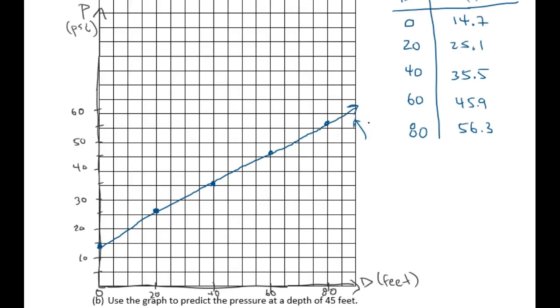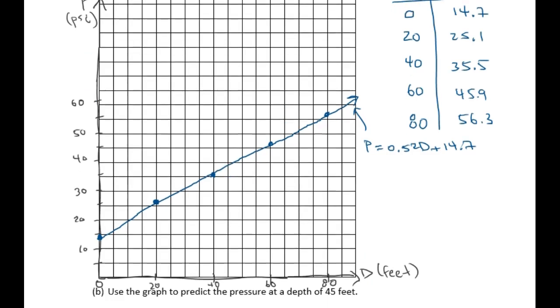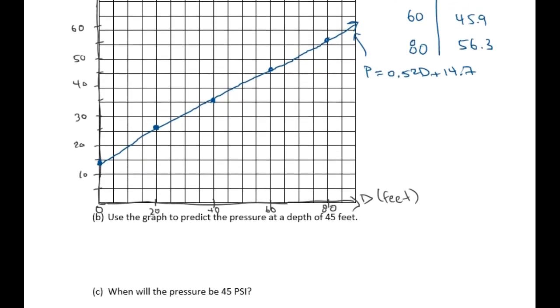So this line I'm graphing is P equals 0.52 times my depth plus 14.7. Not super accurate since I'm not using a ruler or anything like that, but at least it's giving me a graphical representation of my model. So I have the relationship between depth and pressure. The next part of the question is asking us to make predictions on that.